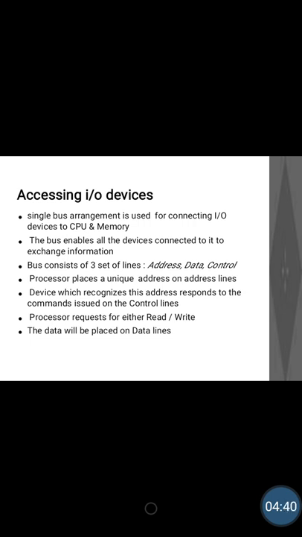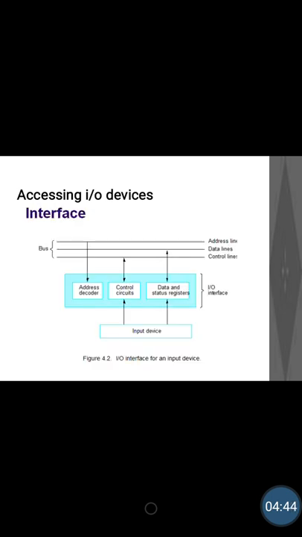The figure is showing the input-output interface for the input devices. You have 3 lines under the bus as mentioned. One is the address line, the other is the data line, and the third one is the control line.